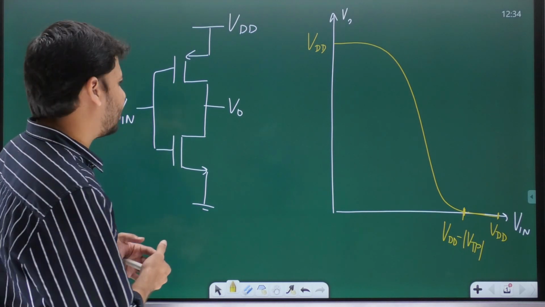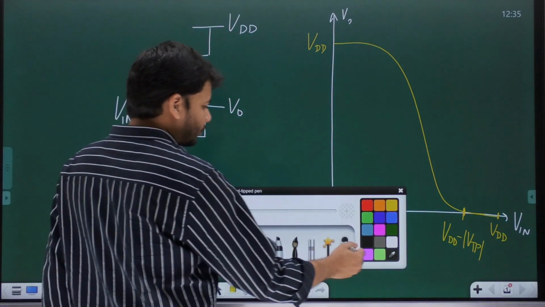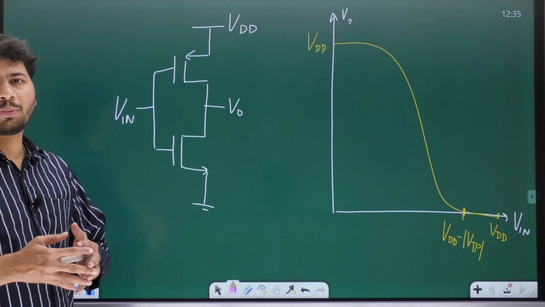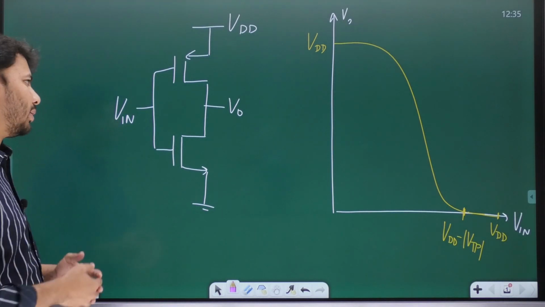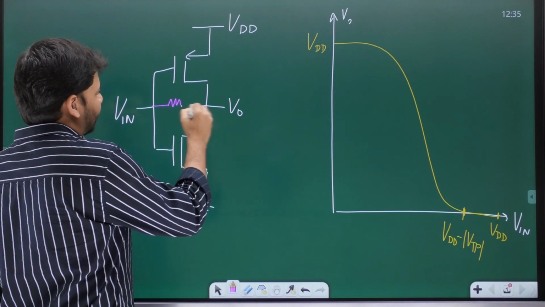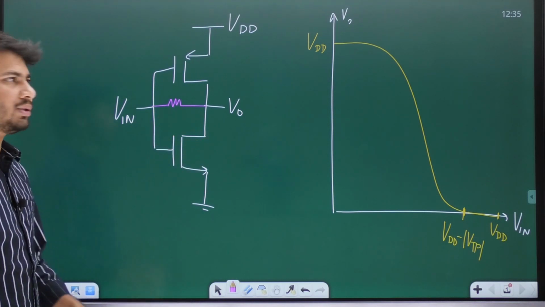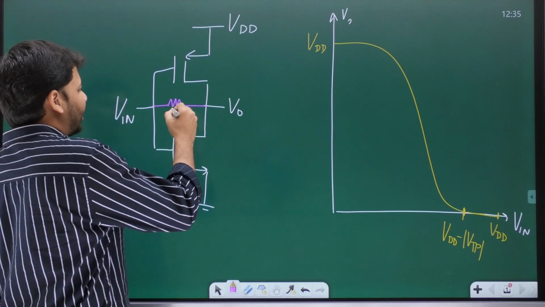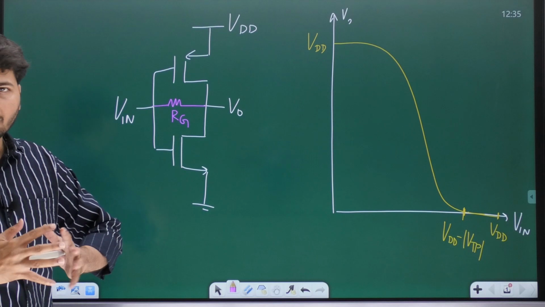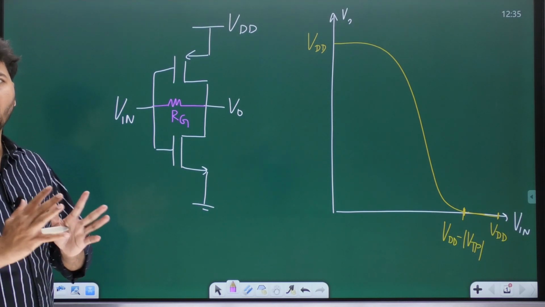Okay, now that we have the voltage transfer characteristic of the CMOS inverter, I'll take a resistor and connect it between the input and output terminals of the CMOS inverter or the NOT gate. Look at this. I'll just connect a resistance between the input and output of the CMOS inverter. Let me call this resistance RG.